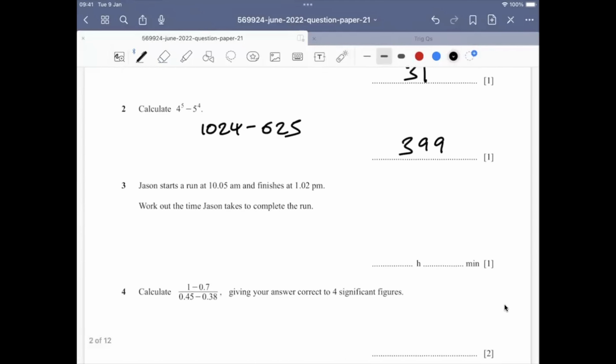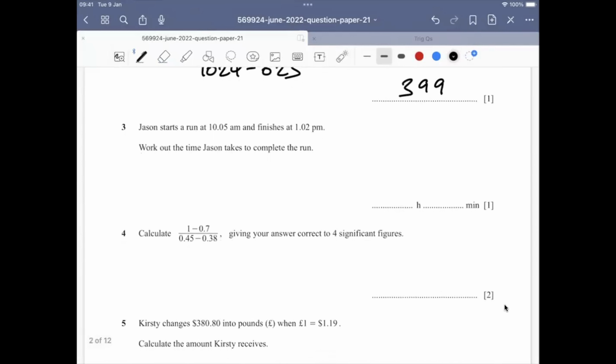I'm going to try to make my handwriting more legible. Perfect. Question 3. Jason starts a run at 10:05 a.m. and finishes at 1:02 p.m. Work out the time Jason takes to complete the run.